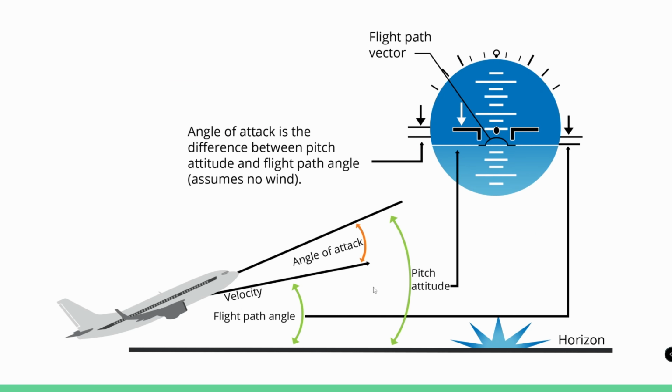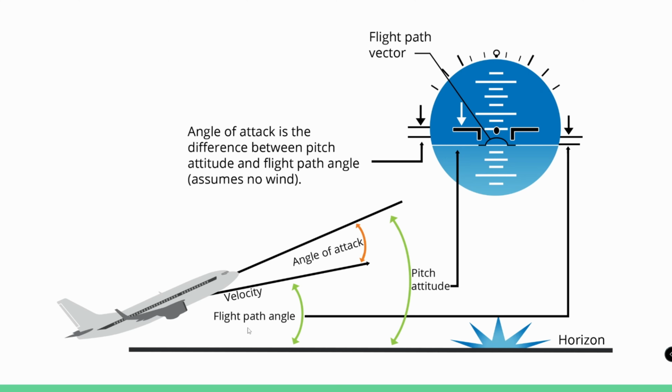Now this diagram shows a little bit more of the relations between your pitch, your angle of attack, your flight path vector, things of that nature. Now, we're not worried about this because this isn't what it looks like in the F-15C. But if this is the horizon here, the difference between the horizon and where the aircraft's datum is pointed, that is your pitch attitude.